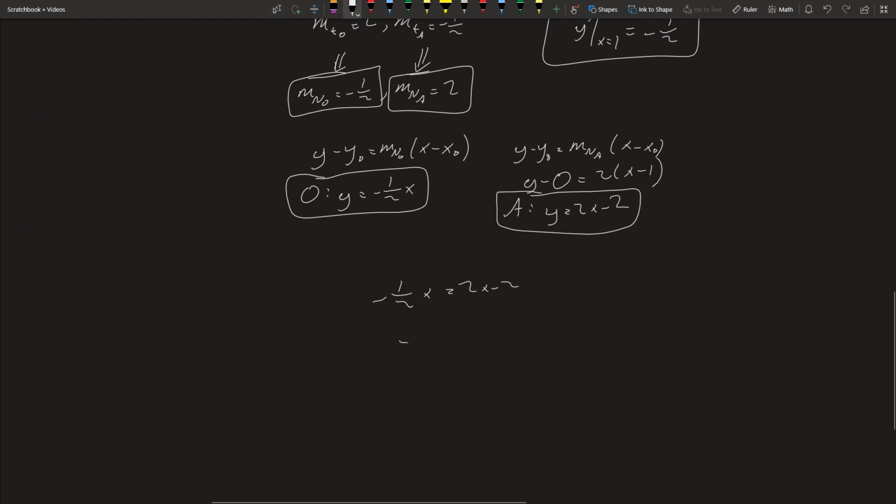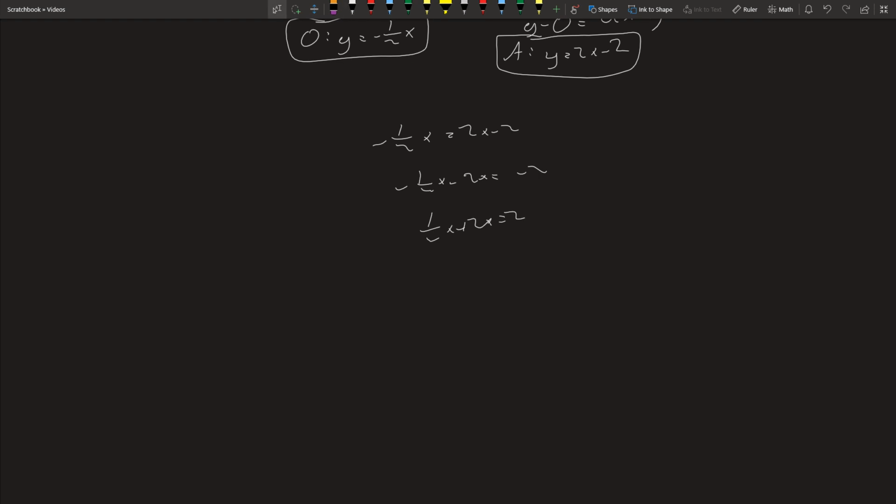Let's see, negative half minus 2x is equal to negative 2. So half plus 2x is equal to 2. Sorry about the handwriting, I'm in a rush. Half plus 2x is 2.5, x is equal to 2, x is equal to 4 over 5, right? So we found the x coordinate of the point of intersection.